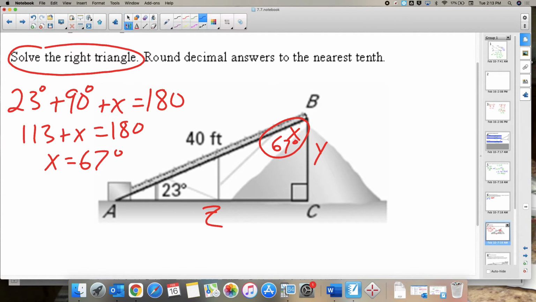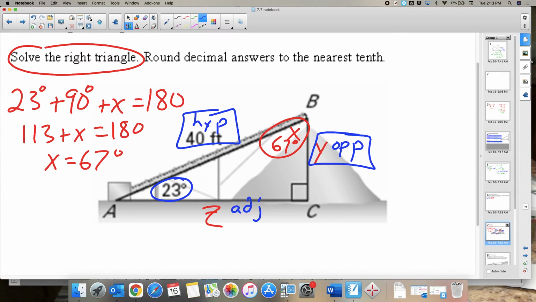Now, to find y, if I want to be at my 23 degrees, for example, this is my hypotenuse, this is my opposite leg, this is my adjacent leg. So if I want to find y, I can do opposite and hypotenuse. That's our O and our H. So that is our SO from SOHCAHTOA. The sine of my angle, sine of 23 degrees, equals opposite was y, hypotenuse was 40.